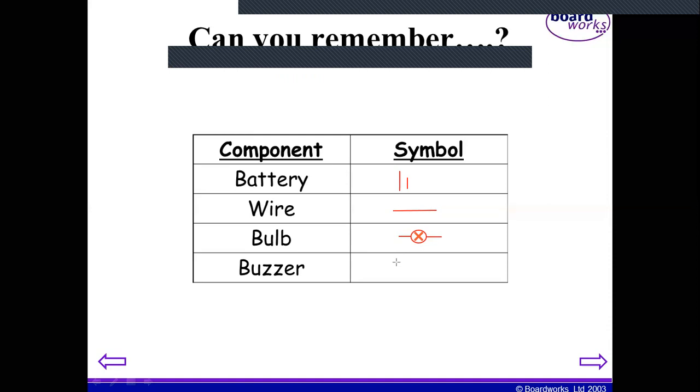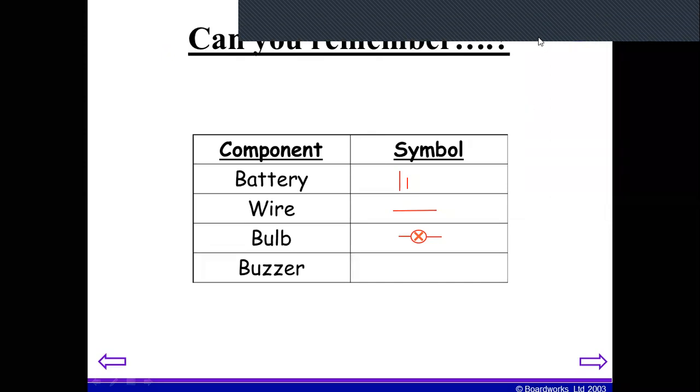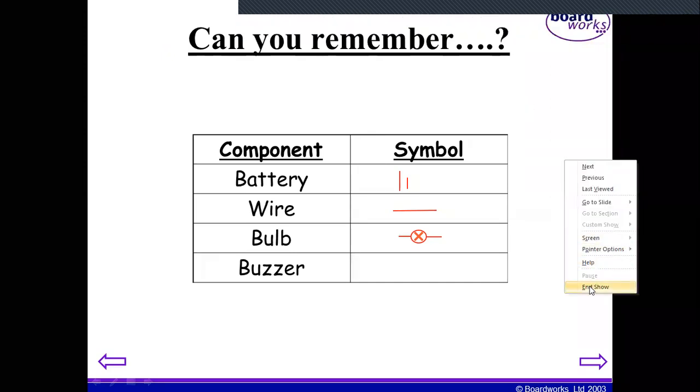So if I wanted to draw a simple circuit, I would draw these symbols. Can you see them? I need you to memorize them, okay? Okay, so now let's move on.